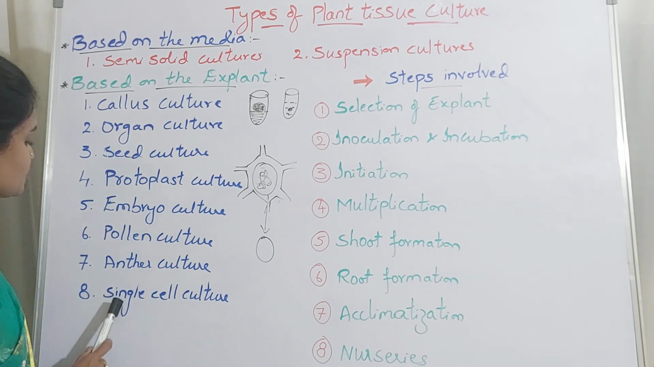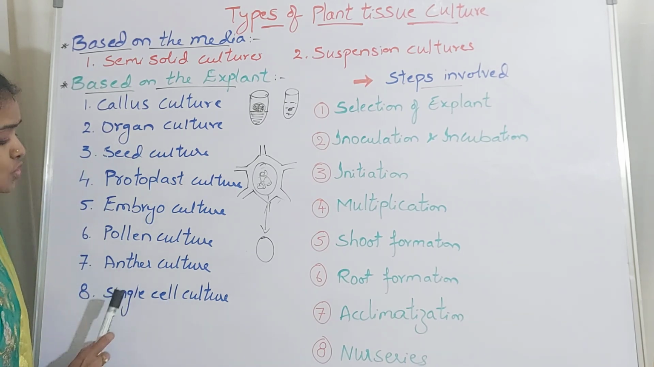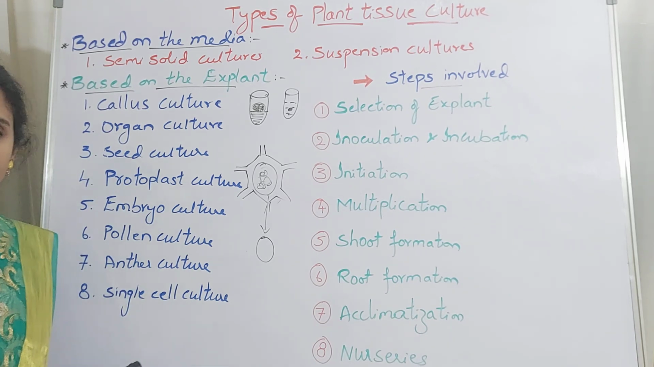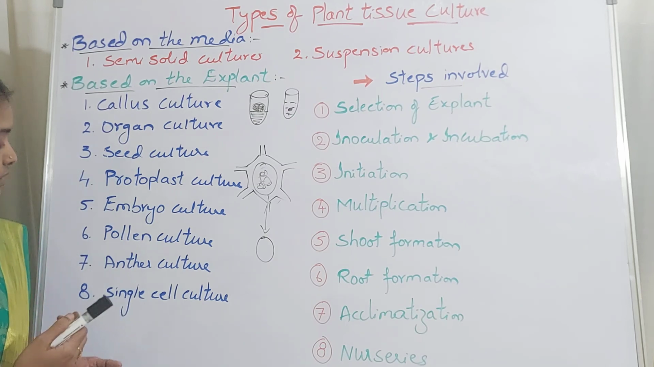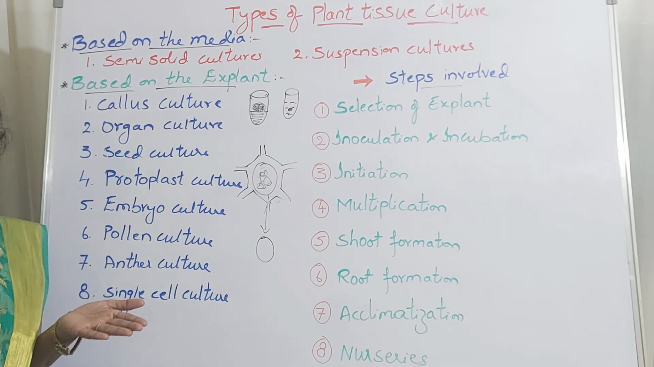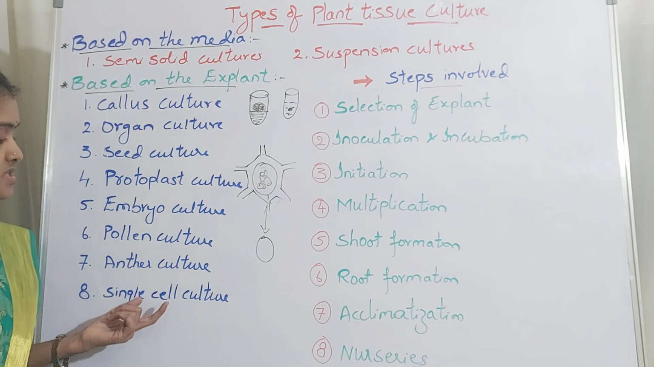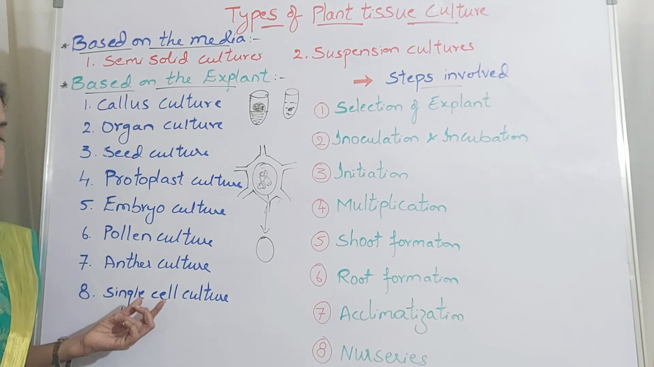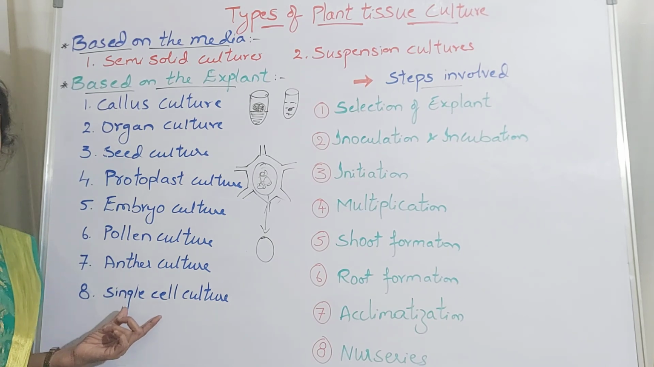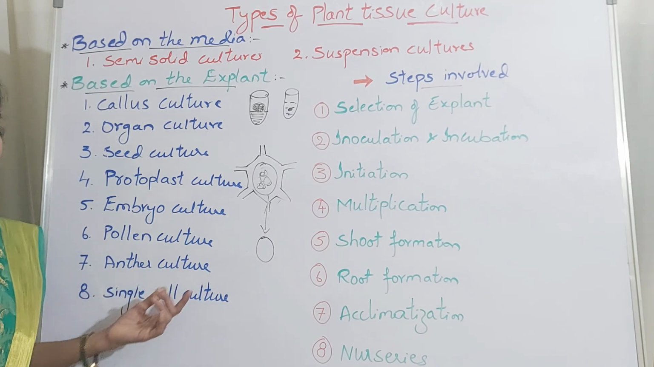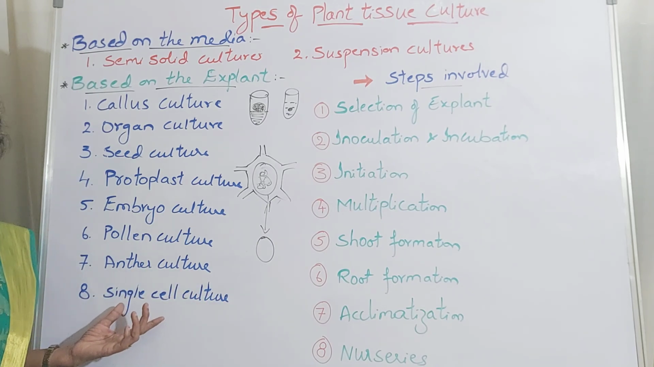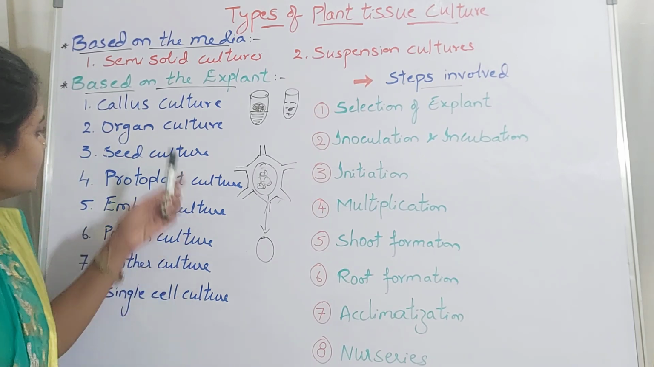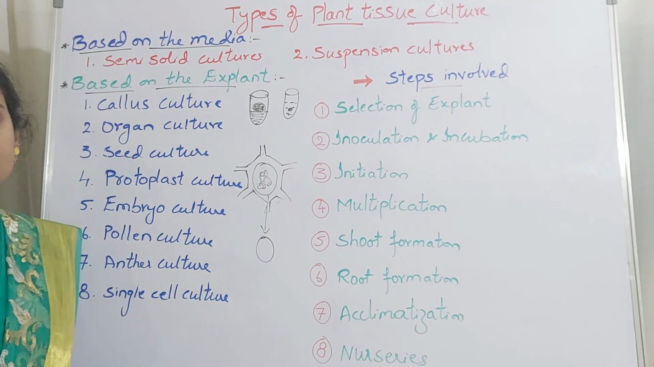Right? And the last one is single cell culture. Once you take any tissue, if you mash it and suspend it in a liquid, all the intact cells will be on the surface, right? When you gently centrifuge them, you can get a single cell suspension. These single cells can be inoculated into liquid media and grown as suspension cultures. These are mainly used to produce secondary metabolites. All the techniques we will discuss in detail in the further classes, right?